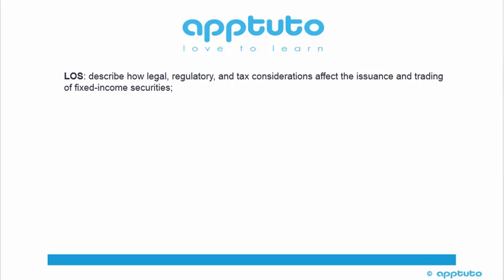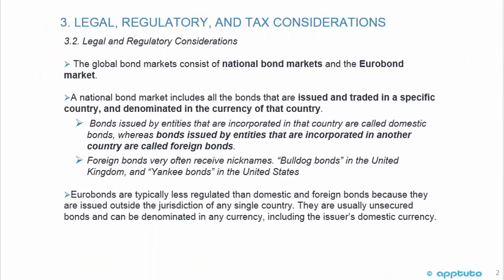This LOS is to describe how legal, regulatory, and tax considerations affect the issuance and trading of fixed income securities. Legal and regulatory considerations. The global bond markets consist of national bond markets and the Eurobond market.